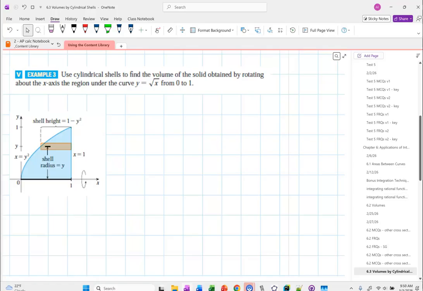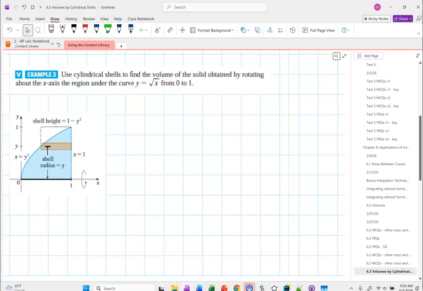Think about what's happening. Right? We're rotating about the x-axis. What you're getting is like a dome, but it's facing sideways, right? Instead of up and down. I would just disk this, right? Super obvious what to do with disks. I don't have to rearrange anything. Like it's an easy disks problem.